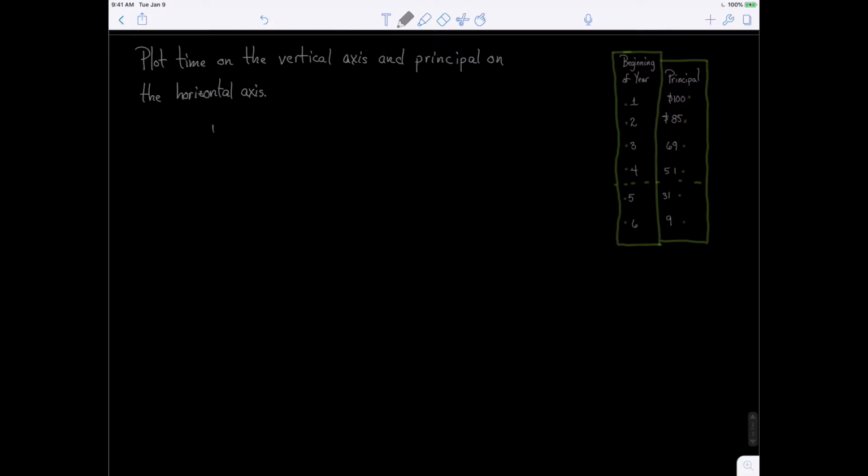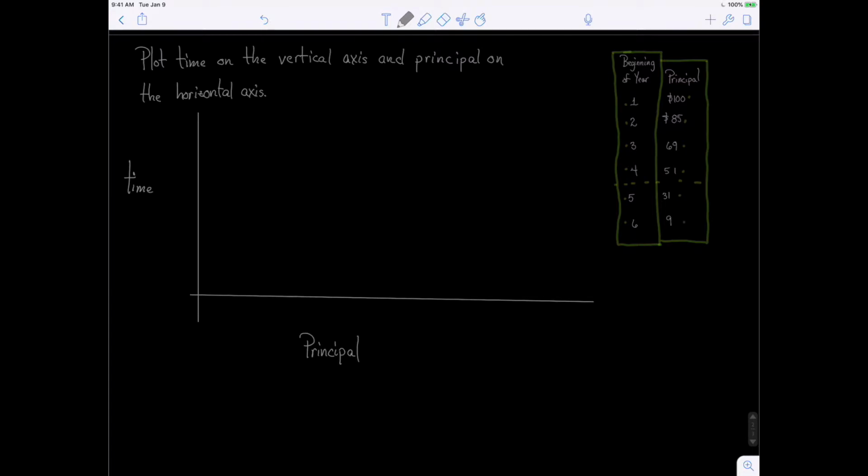Notice, here's what it looks like. It looks similar to when we drew a histogram initially. We have a horizontal axis and a vertical axis. For our horizontal axis, we're going to call this principal, and the vertical is time. You should label these if you're ever in doubt. Make sure they're labeled. It'll also help you to personally keep track.